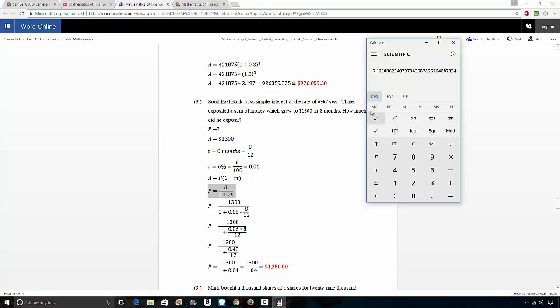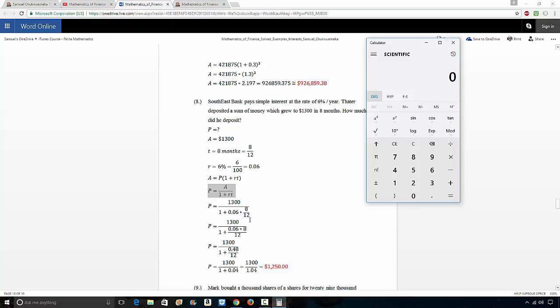Did he deposit? So I'm gonna use the calculator here. Let me clear this first, and I will clear the memory. Okay, once I clear it, it's de-highlighted, or it's no longer bold.